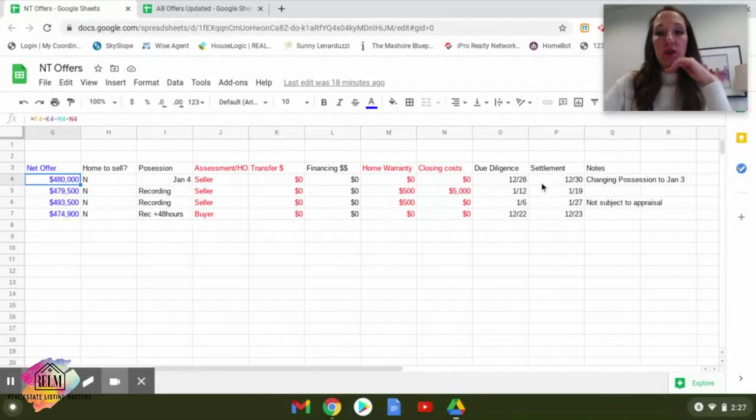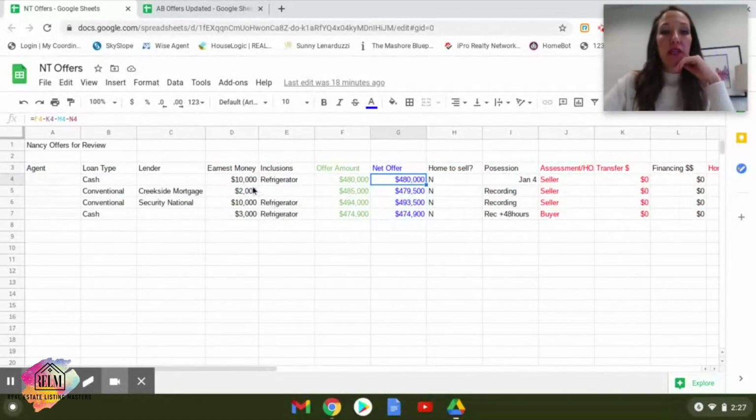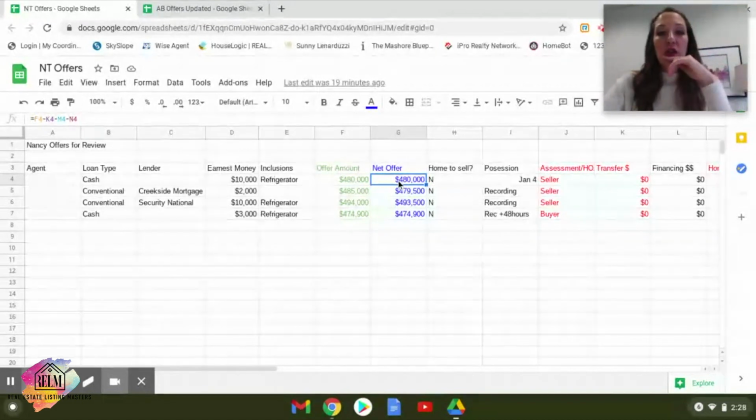This first offer is actually also the offer that we ended up accepting and closing on. It was a cash offer. They offered $10,000 in earnest money. They did ask for the refrigerator. Again, no big deal. The offer amount was $480,000, and they would net $480,000 from the offer. This doesn't include agent fees and commissions, closing costs, none of that. This is just based on the offer. Because then we can subtract all of the agent commissions and closing costs off of the net offer amount.